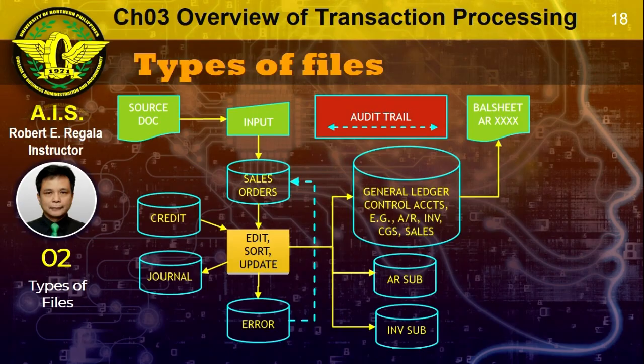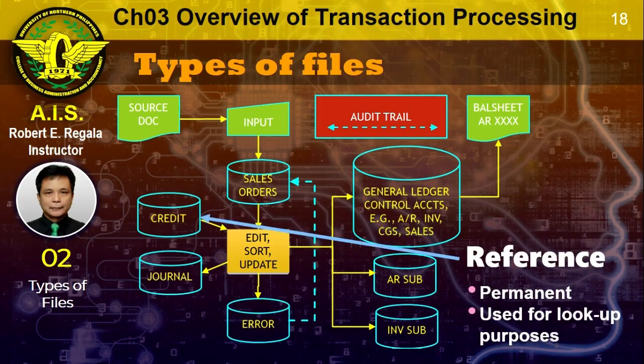Reference files. Reference files store relatively permanent data that are used in the standards for processing transactions. They are mainly used for reference or lookup purposes. Lookup information is information that is stored in a separate file but is required during processing. This lookup information has been a feature of one of your activities in AE111 when you're looking up data from another sheet.